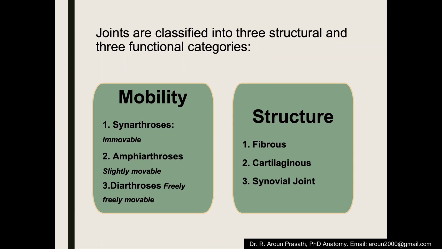So when we speak about joint classification, we are classifying mobility-wise as well as structure-wise. According to mobility, we classify the joints as immovable, slightly movable, and freely movable. That's what we call synarthrosis, amphiarthrosis, the slightly movable joint, and diarthrosis, that means the freely movable joint.